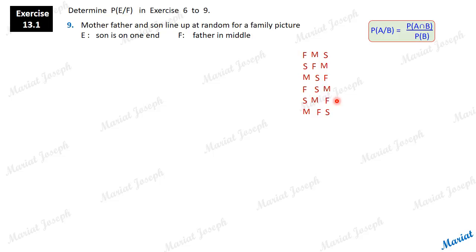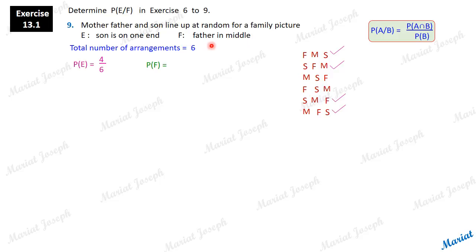Now, this forms the sample space. These are the set of all possible outcomes. Now, which are the outcomes satisfying the event, son is on one end? Which are they? These are the 4. Son on one end, either end. Except these two, we have four options where the son is standing on either end. So the probability of E will be 4 upon 6.